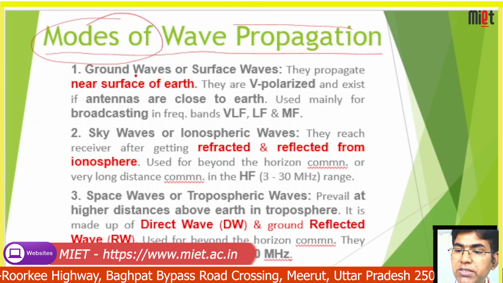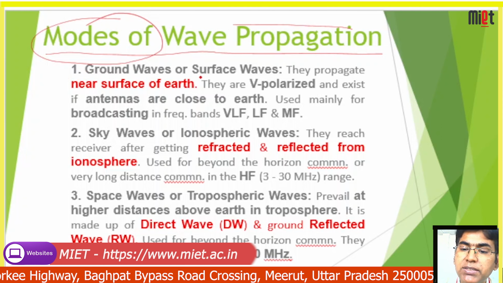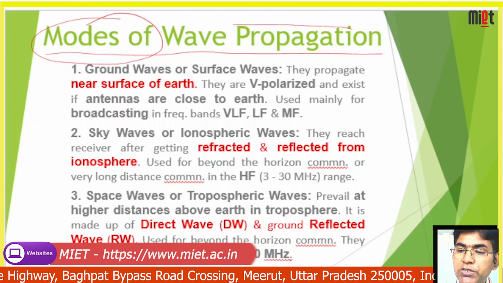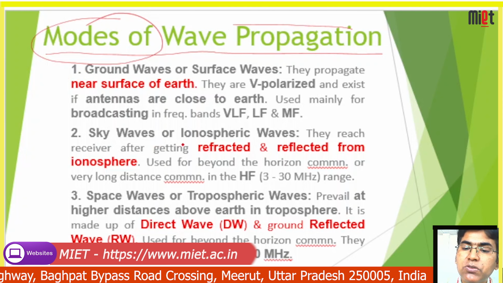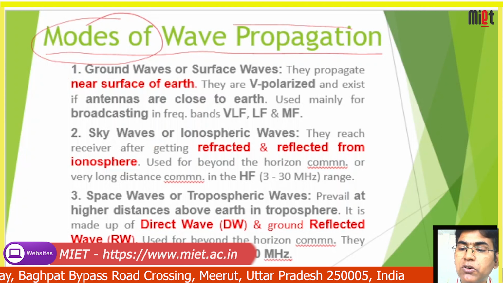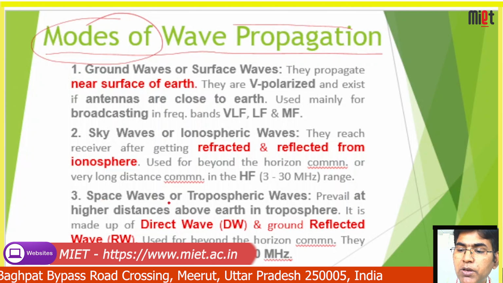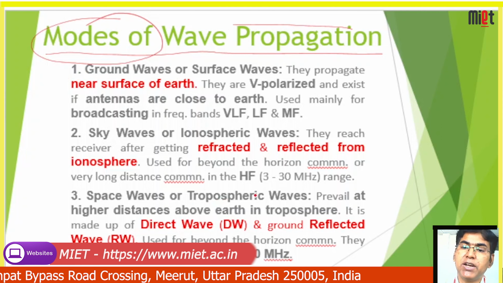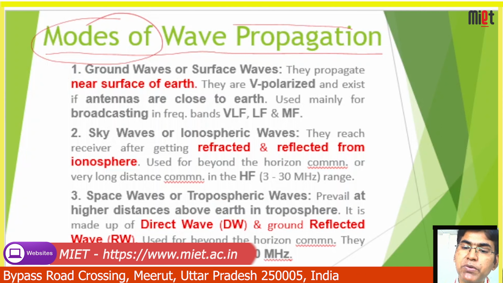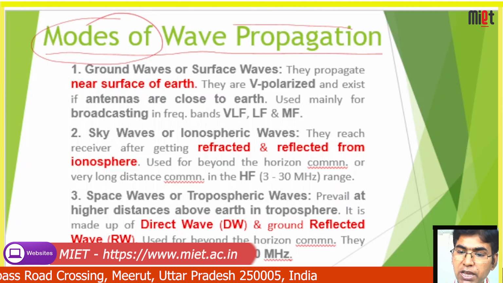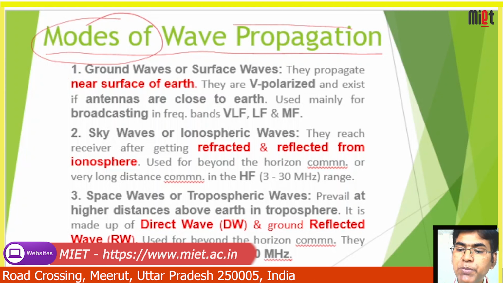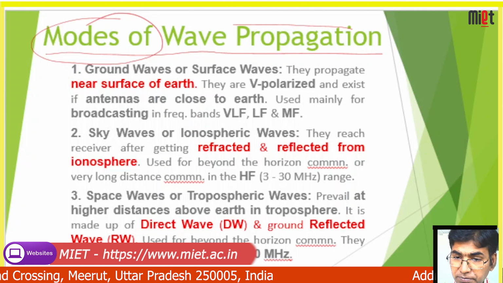It is also called surface wave propagation. Number two is called sky wave propagation or ionospheric wave propagation. And number three is called space wave propagation or tropospheric wave propagation. There are three methods by which an electromagnetic wave can travel in space: ground wave propagation, sky wave propagation, and space wave propagation.